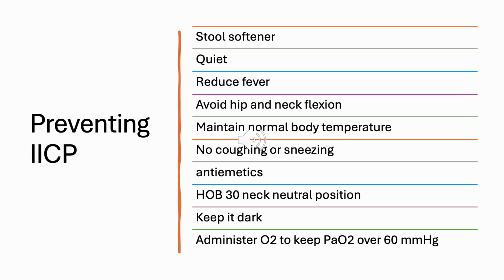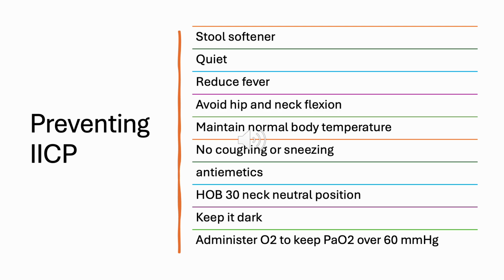Preventing increased intracranial pressure, you're going to use these interventions on anybody that's at risk for increased intracranial pressure. For example, somebody with a traumatic brain injury, somebody with a stroke, somebody with meningitis. We want to prevent increased intracranial pressure. There's a lot of reasons somebody could be at risk for it, right? So everybody that is at risk needs to be taking a stool softener because you don't want them to strain when they have stool, okay?